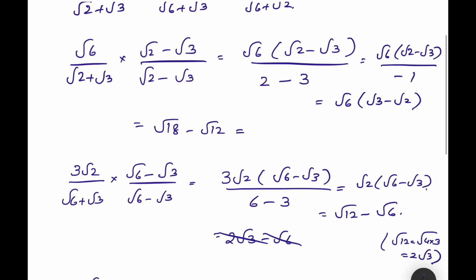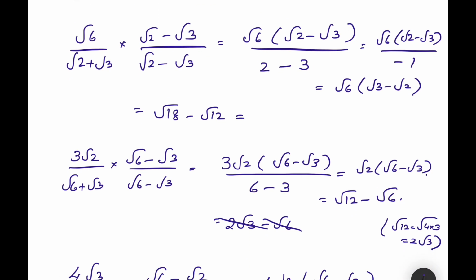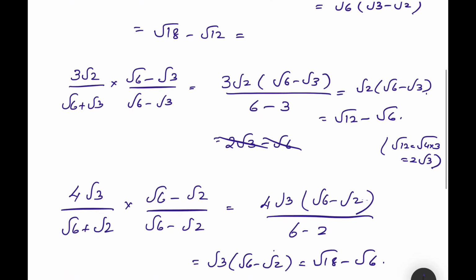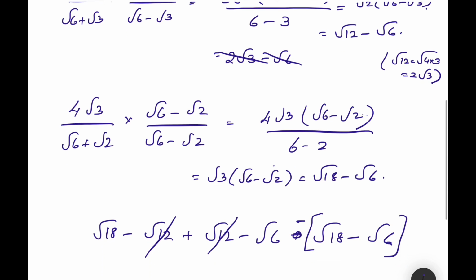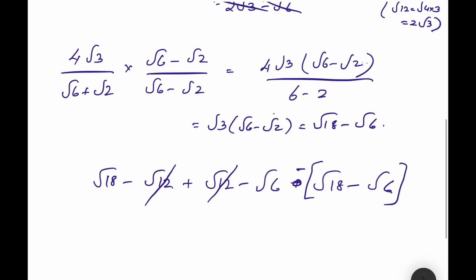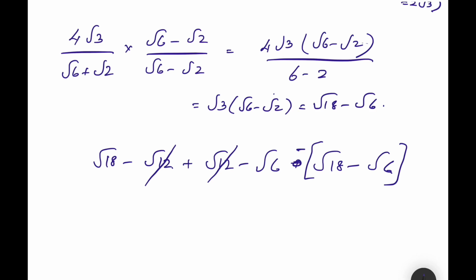Root 12 plus root 12 minus root 6. Minus root 6 minus of root 18 minus root 6. So root 18 and root 18 also will get cancelled, and minus root 6 plus root 6 also will get cancelled. The final answer is 0.